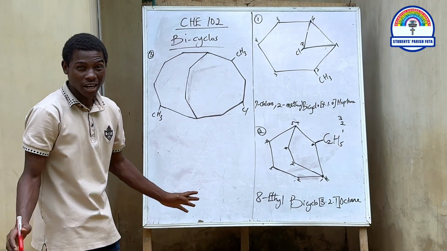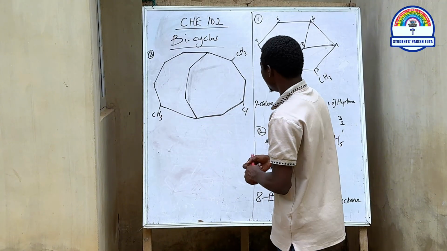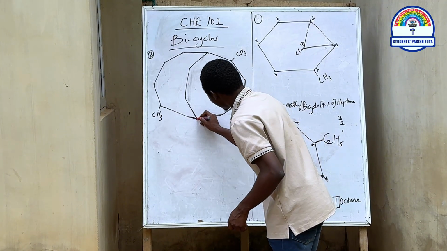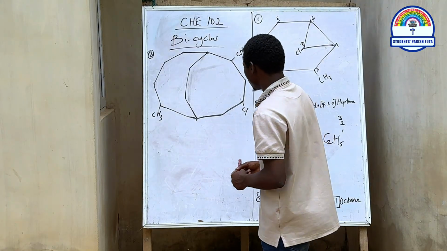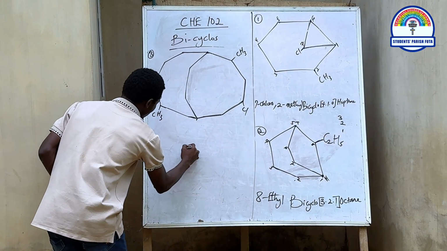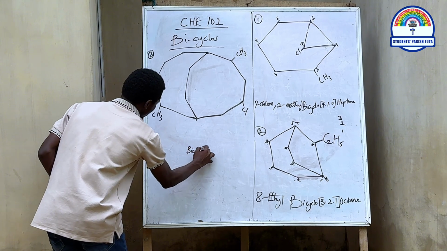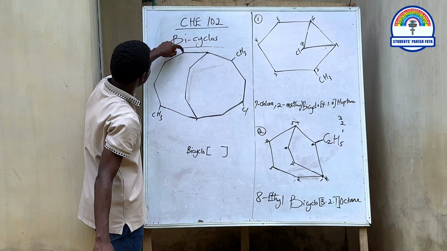Okay, so this will be the third and last question on our bicyclo. For this, you already know what we do. Where do they meet? Here, here, and here. So let's first name the bicyclo. Of course this place will not contain any substituent, so let's manage. So, bicyclo.